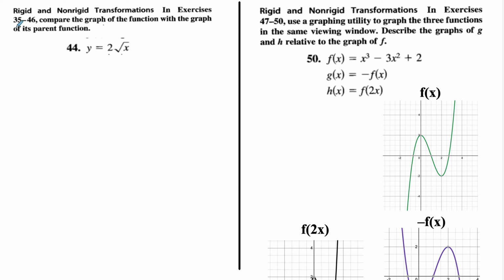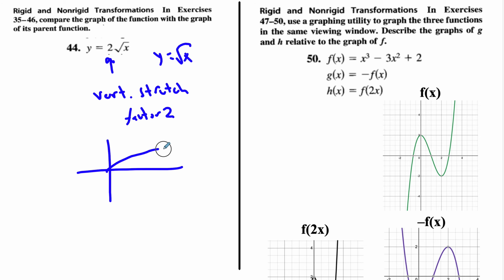Now, compare the graph of the function with the graph of its parent. So its parent function is the square root of x. And because we're multiplying by 2, this would be a vertical stretch by a factor of 2, meaning we're multiplying everything by 2. So compared to the plain old square root of x, we would expect this thing to be stretched vertically, somewhat like that. Okay.